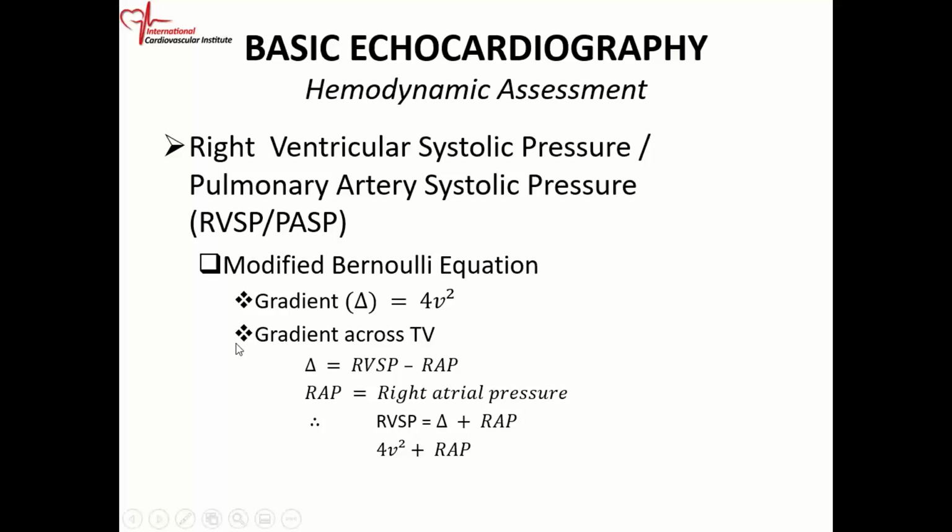Again, remember, tricuspid regurgitation occurs in systole. So the gradient is equal to the RV systolic pressure minus the right atrial pressure, because blood is flowing from the RV across the tricuspid valve into the right atrium. That is the gradient. And as we said, the gradient is equal to 4v squared, the TR velocity squared.